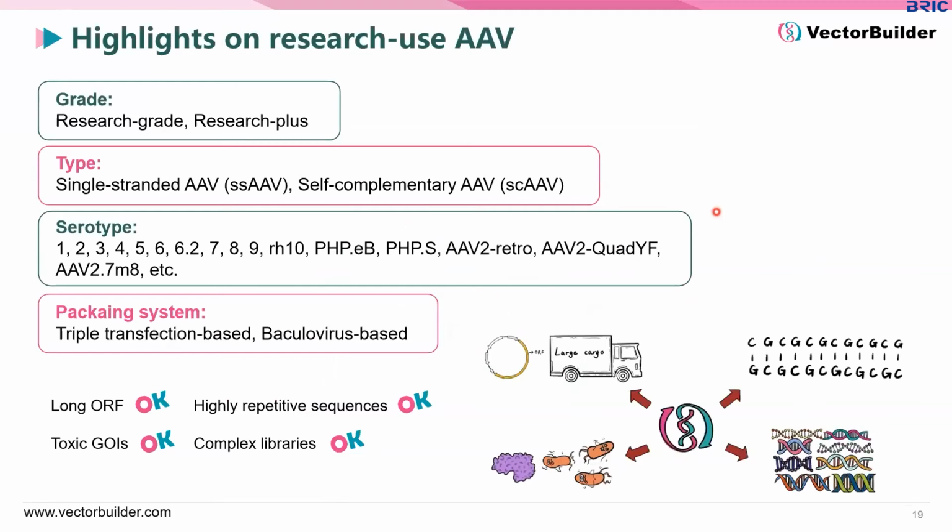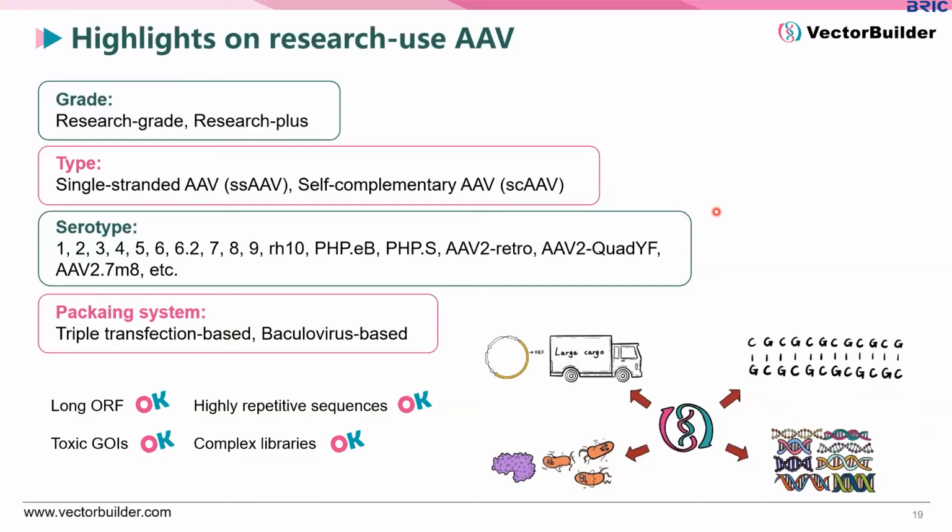So here are the highlights on research use AAV, since we want to know how we are going to apply this AAV in different fields. VectorBuilder provides two different research grade AAV vectors: one is called research grade, and one is called research plus with extra purification. For the type of AAV, we can do single-strand AAV, and also self-complementary AAV. Some researchers are familiar with self-complementary AAV, some maybe not, so let me explain it a little more.